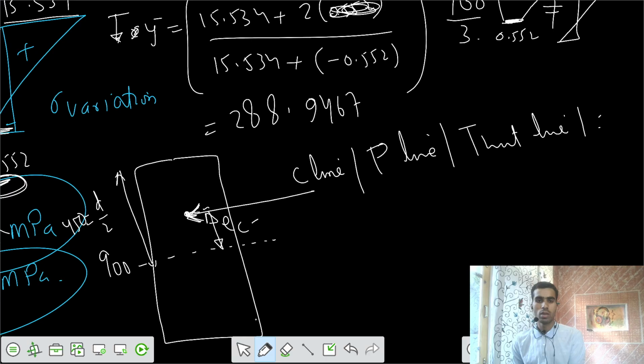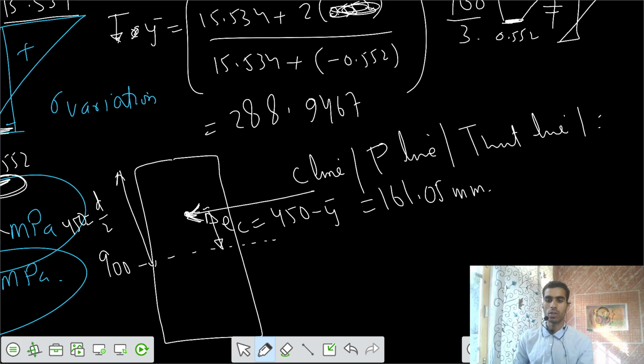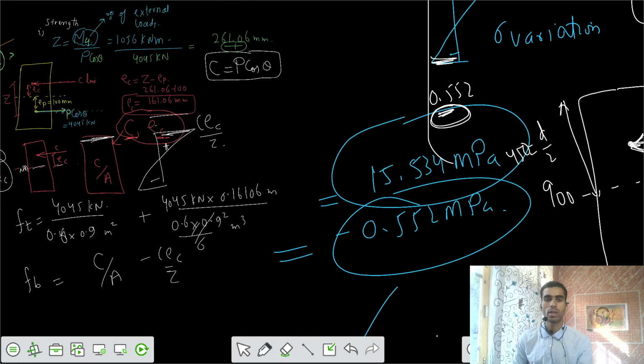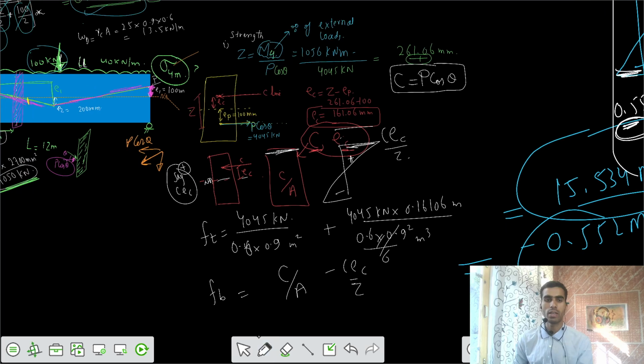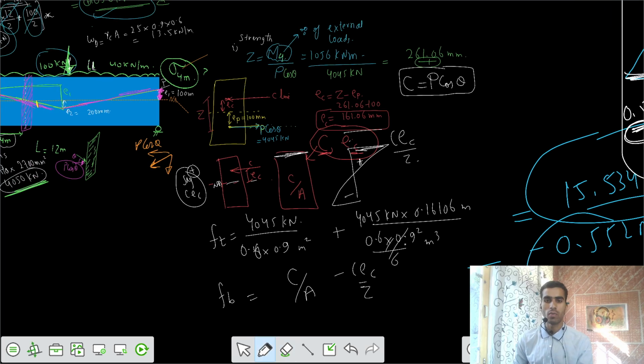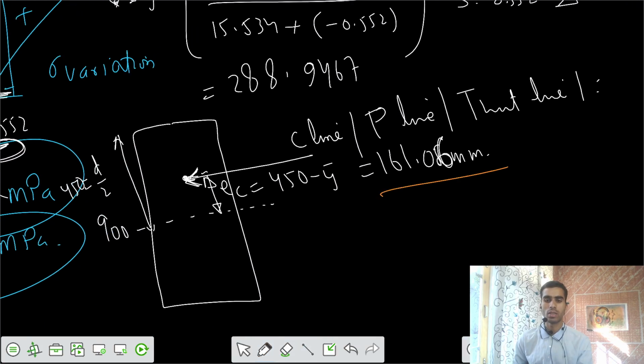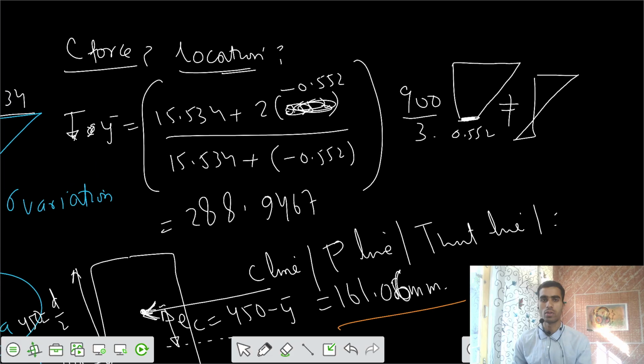I want to find this EC value. It equals 450 minus y bar, and I can calculate that value as 161.05 millimeters. We can approximate it as 161.06. So can we see that? What were your calculations based on? What was your value of EC from this part? Was your value of EC also 161.06? So this is the concept here, 161.06. This is also 161.06, and that's the line of action of that C force.